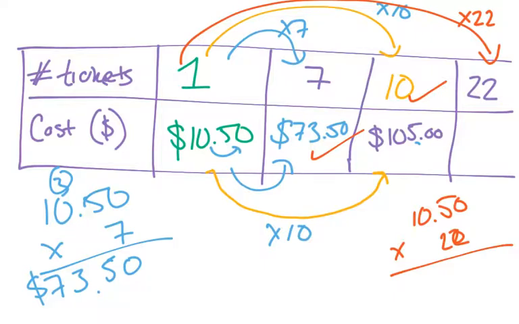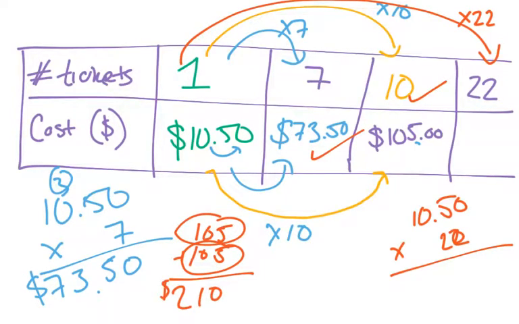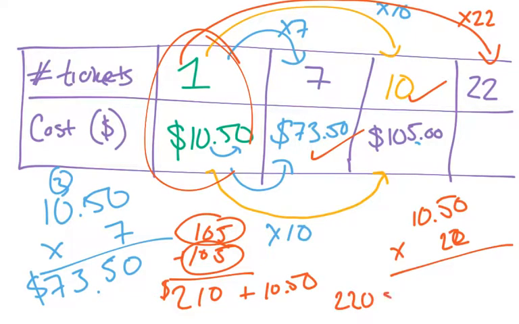If you know that 10 tickets cost $105, then you can say, well, 105 plus 105, the cost of 10 tickets plus the cost of 10 more. 20 tickets must cost $210. Plus 1 ticket is $220.50. Plus 1 more ticket is $231.00. If you can add your way up and build your way up to that, then you don't need to do that giant multiplication problem.